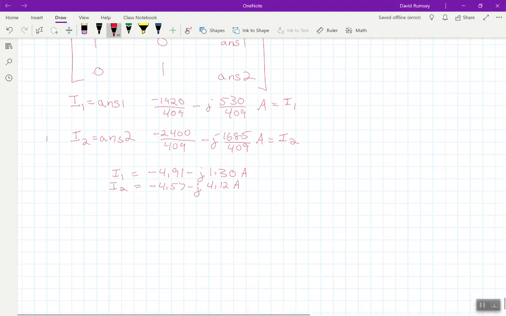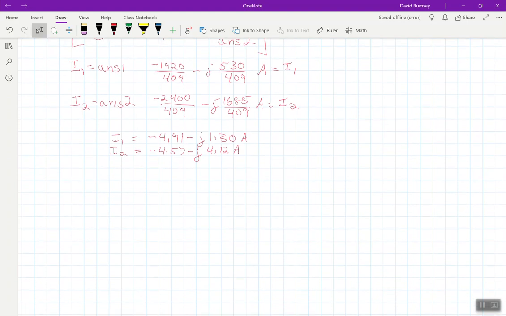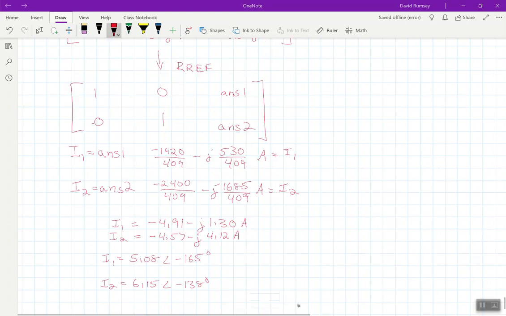Now typically we want to write these in magnitude and angle form, because we want to be able to write I is equal to something cosine, et cetera. So we need to convert these to polar format. Again, I'm going to use my calculator and pause for a second. With the magic of time lapse, I converted these to polar format, and I got 5.08 at an angle of negative 165 degrees amps, and 6.15 at an angle of negative 138 degrees amps.